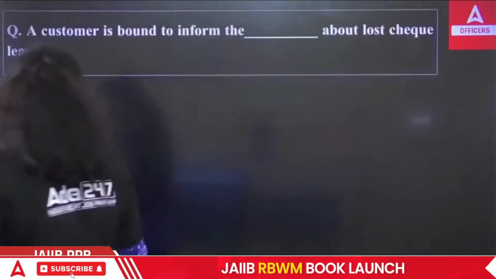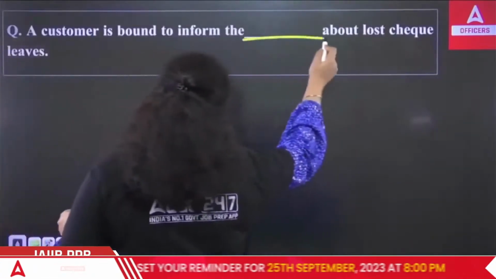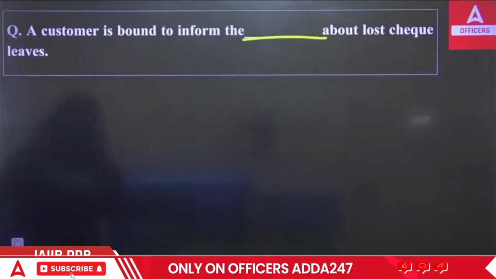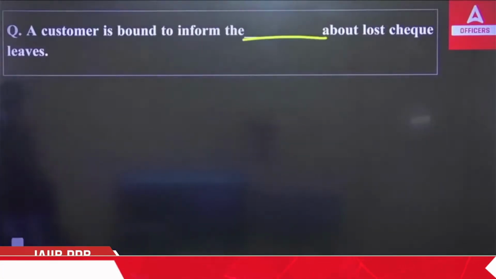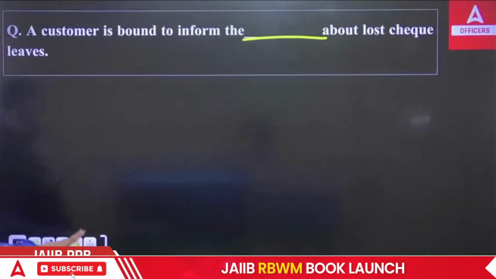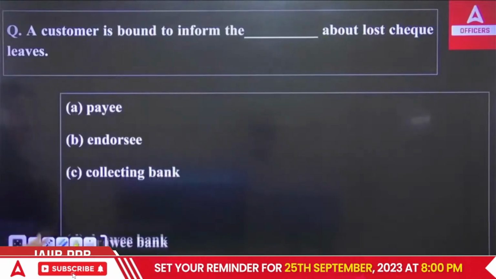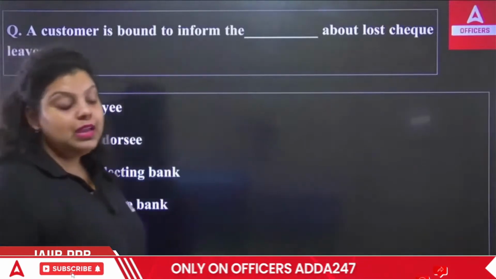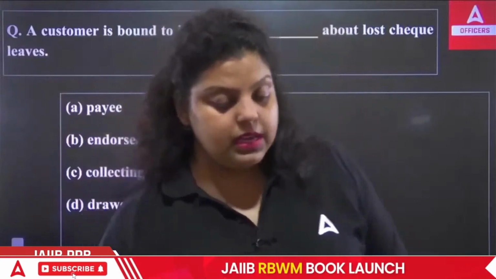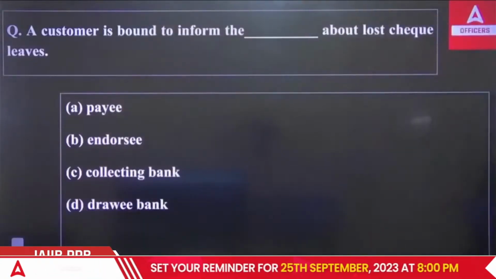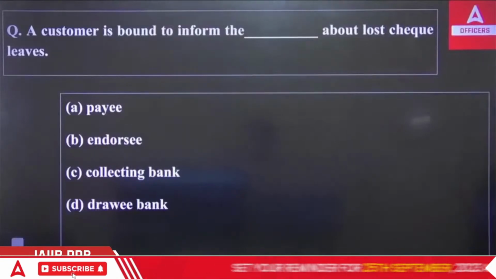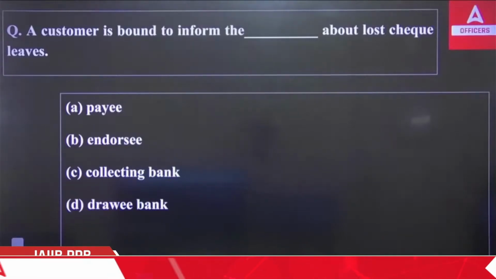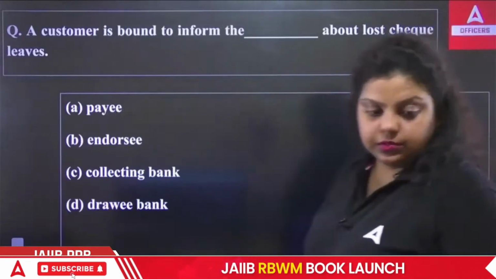Now, the second question is talking about a customer is bound to inform the dash about the lost check leaves. Let's say, for example, from your checkbook, one or two check leaves, or more, are missing. In that situation, it is the responsibility of the customer to inform the bank. To which bank? To the payee, to the endorsee, to the collecting bank, or to the drawee bank? You have to inform that your check leaves are missing, might be taken by someone, or might be stolen. So let me know which of the following is correct.